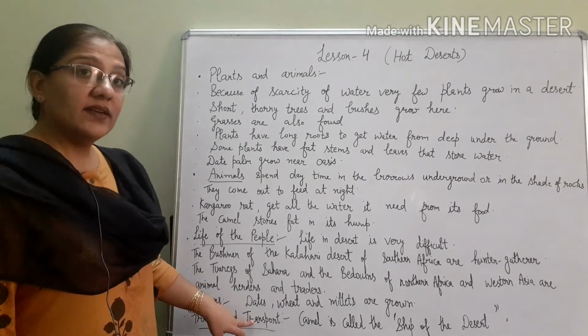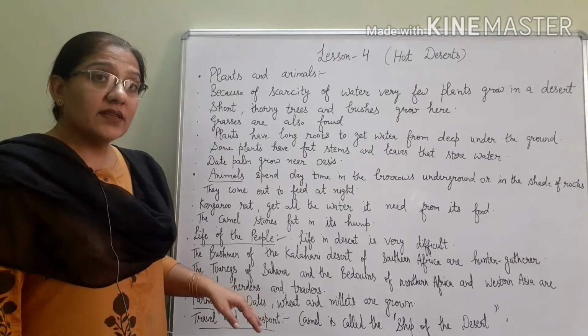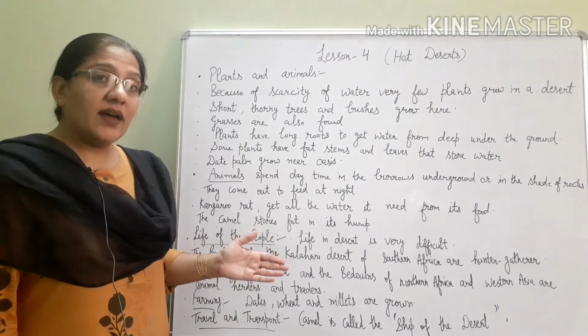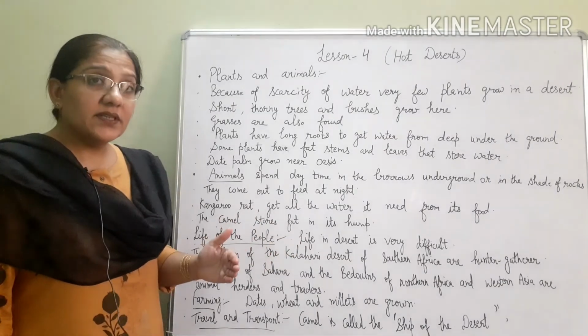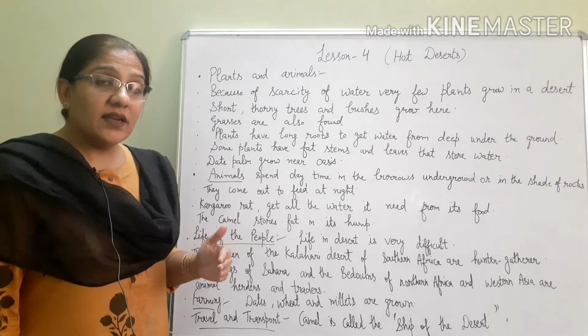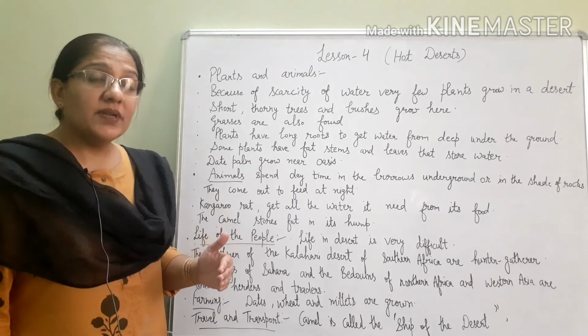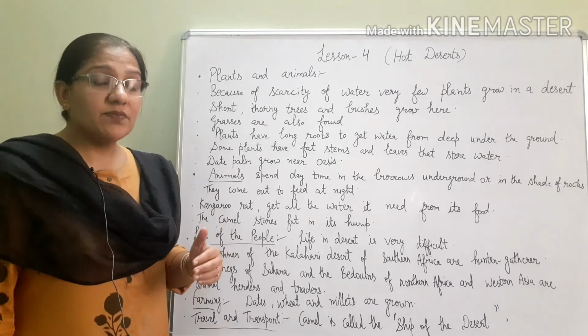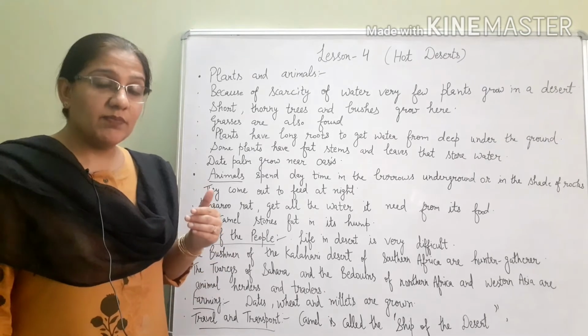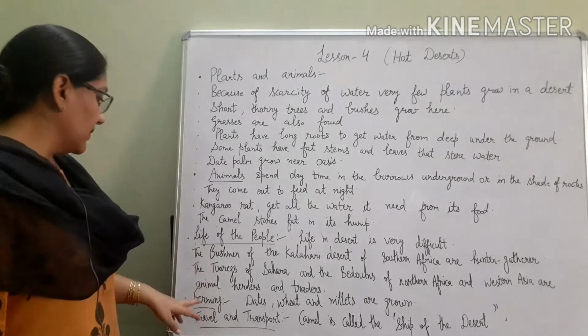But nowadays they have dug canals from the rivers, like the Indira Gandhi Canal, which carries water from the river Satluj and brings water to the Thar desert, and it has made people's life easier.